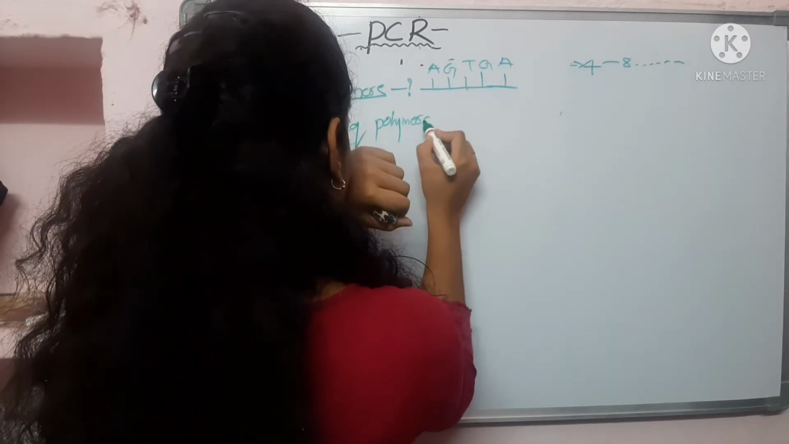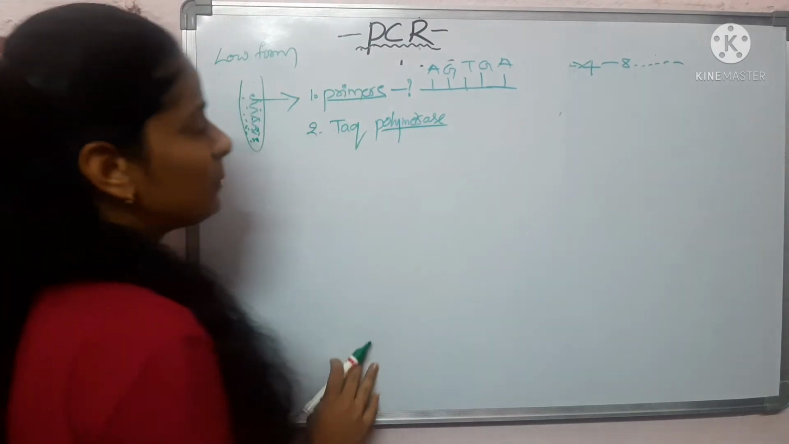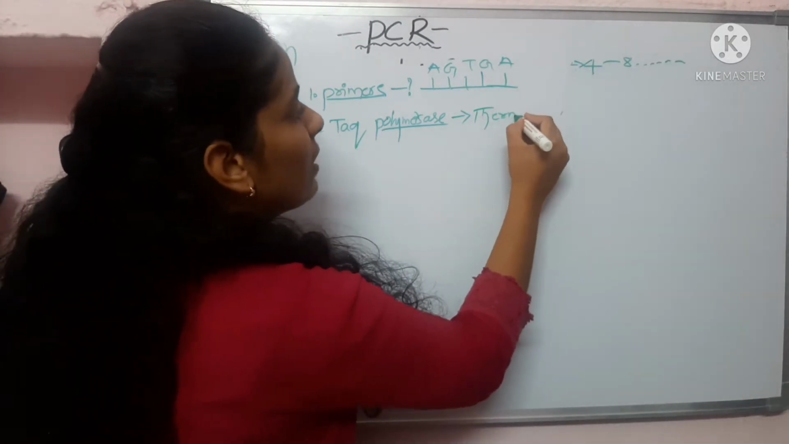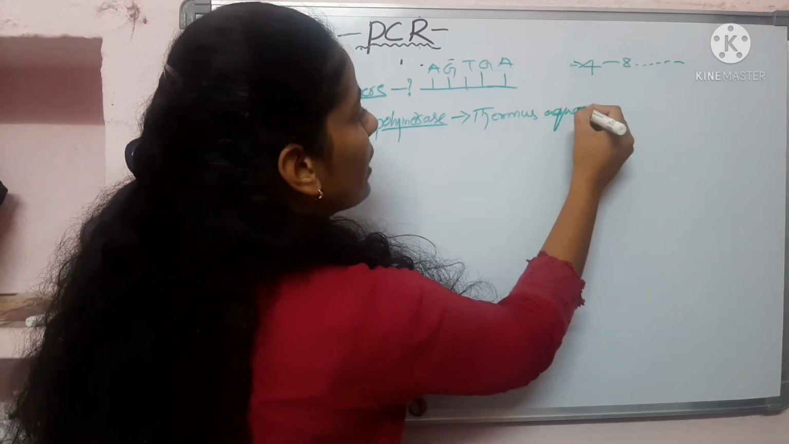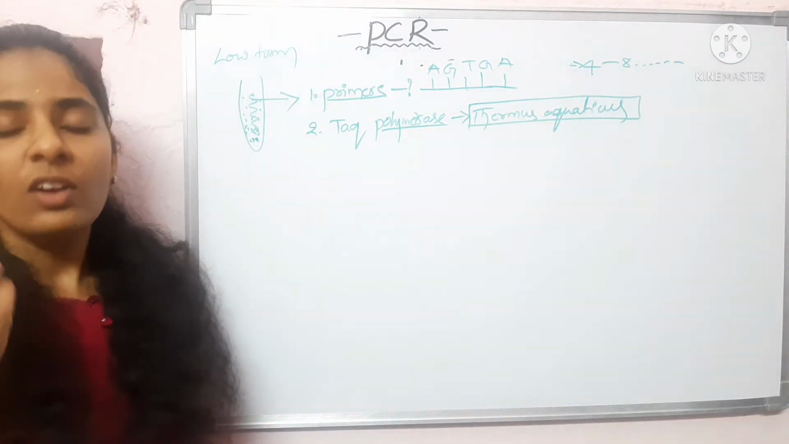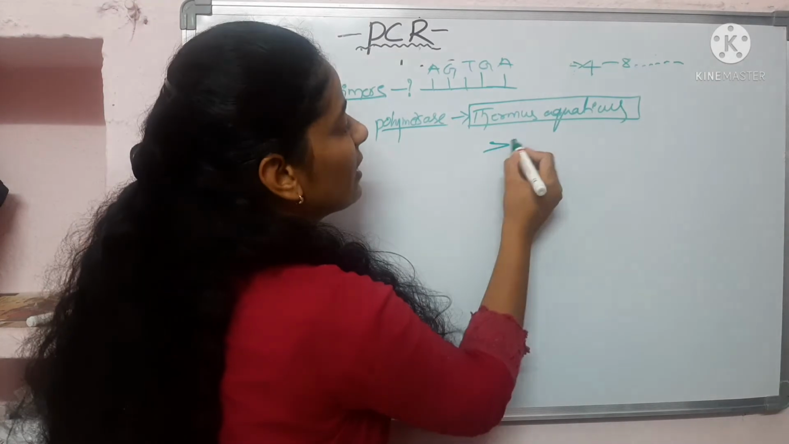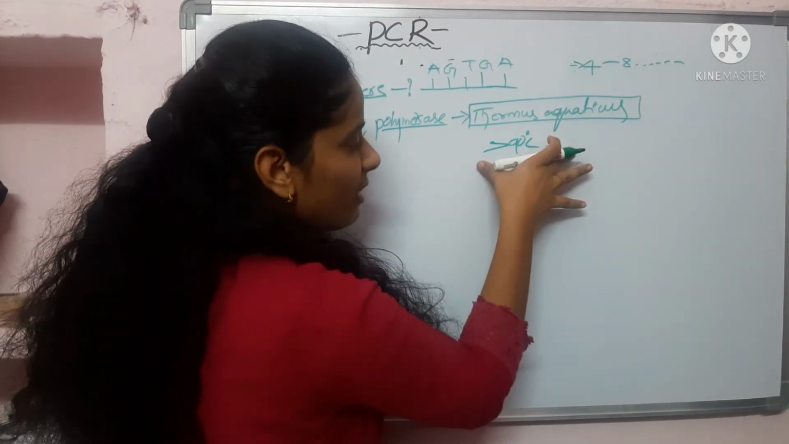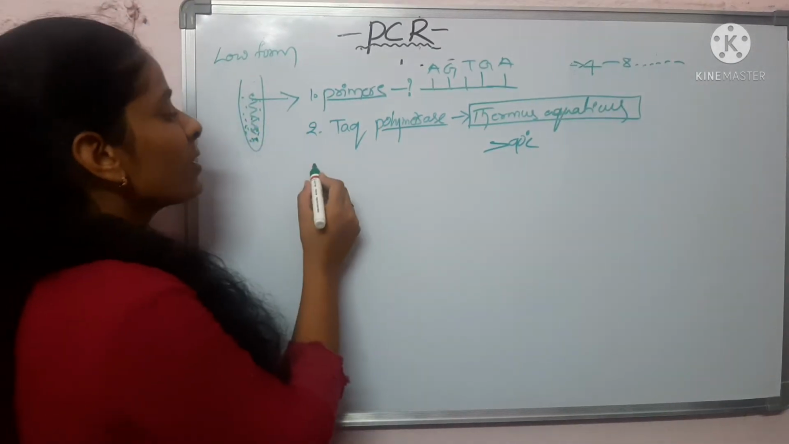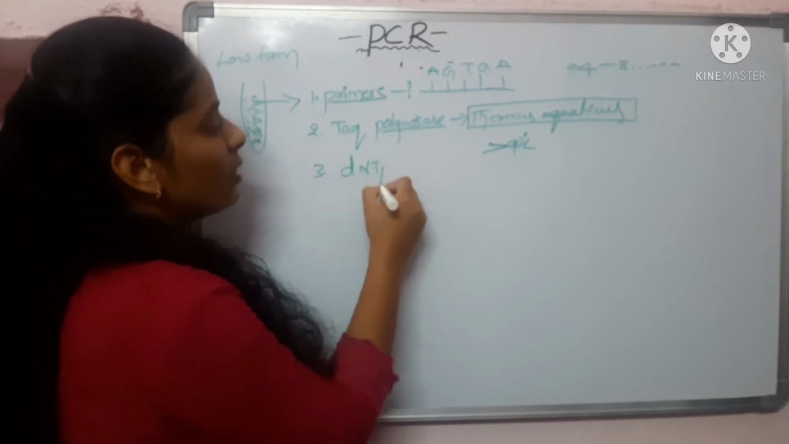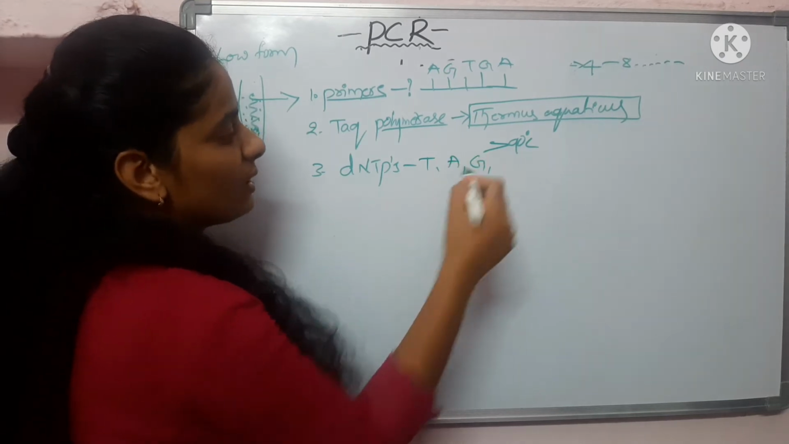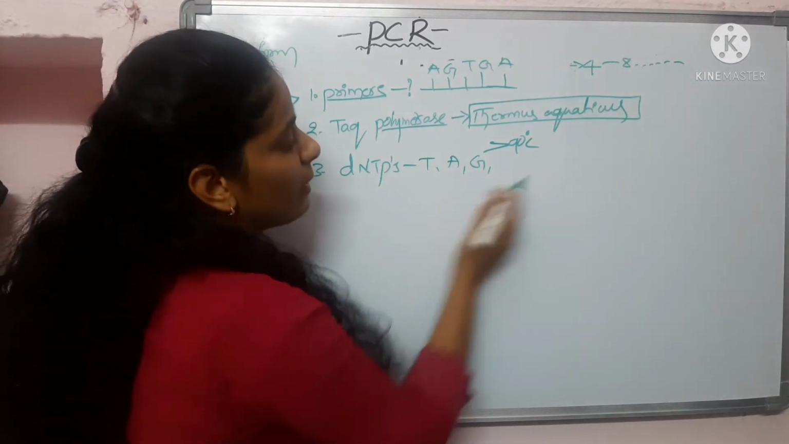Taq polymerase. As I said, polymerase is an enzyme which is taken from Thermus aquaticus bacteria. This Thermus aquaticus bacteria is a heat-loving bacteria. It can tolerate temperatures above 90 degrees centigrade. This bacteria lives in very hot spring areas, so it is a heat-loving bacteria. Another one is dNTPs. These dNTPs are single nucleotide bases, which randomly attach to the DNA template.